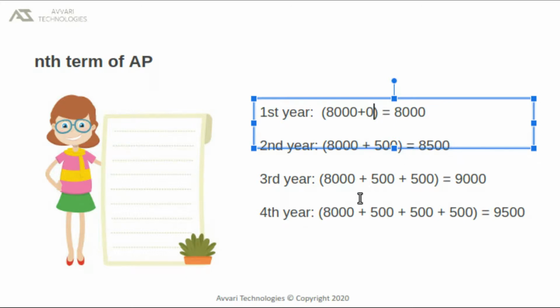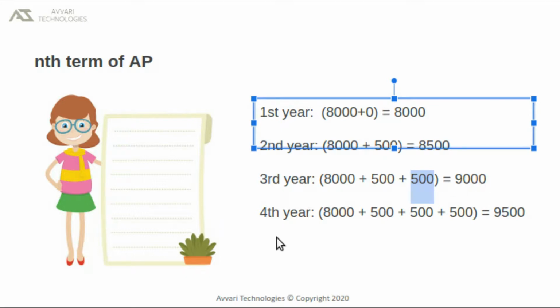In the third year, Reena again got an increment of 500 rupees per month in her salary. Her initial salary was 8000 rupees. In the second year, she got an increment of 500 rupees. And now in the third year, she got an increment of 500 rupees. The total sum is 9000 rupees.